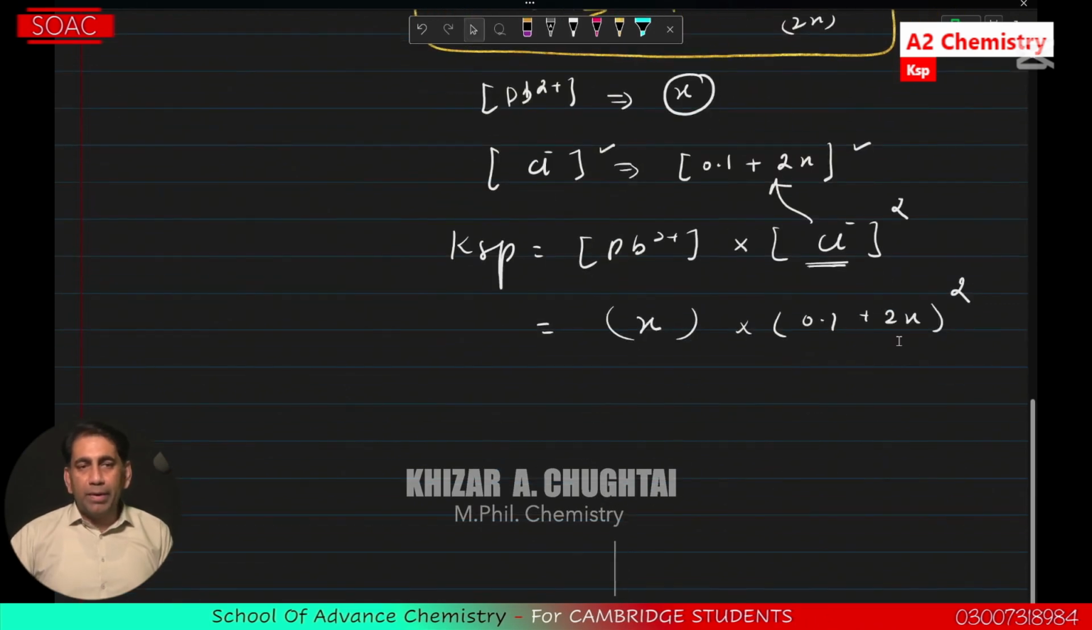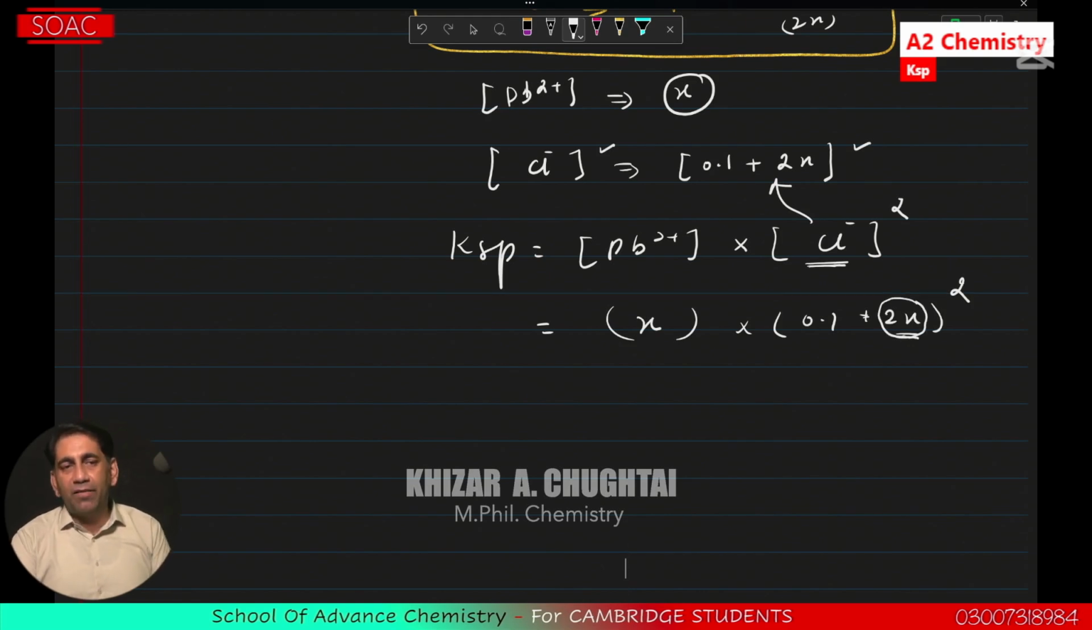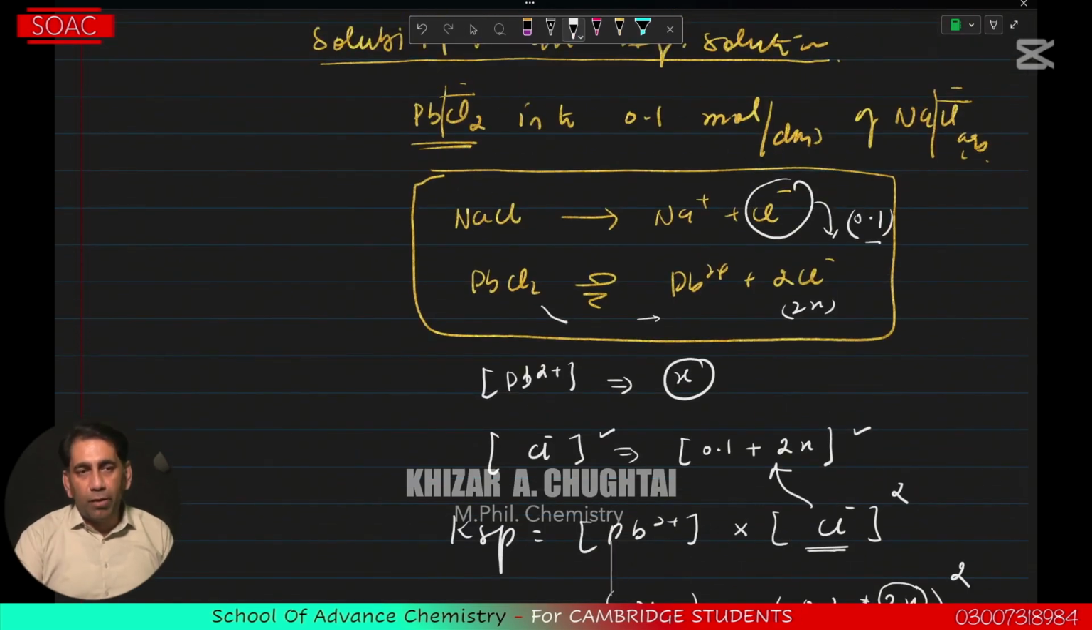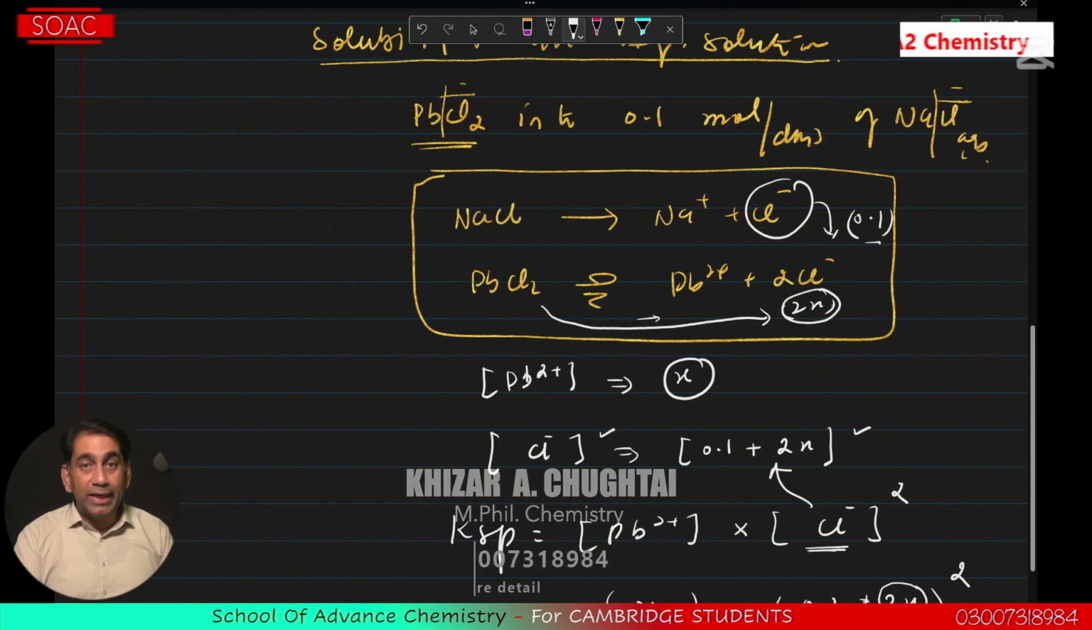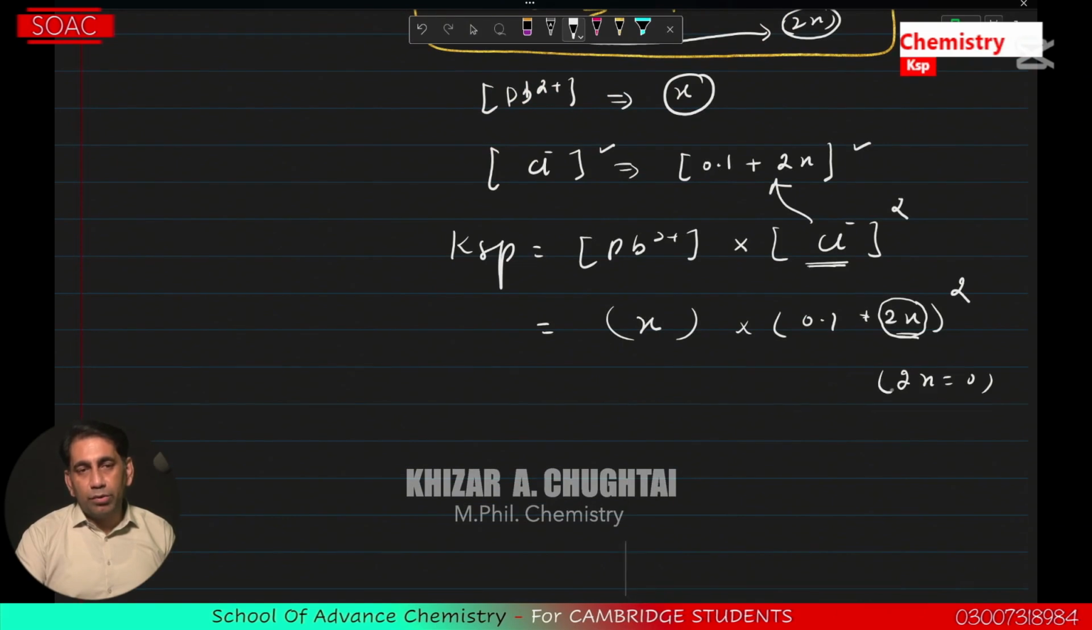But here I'm going to apply an approximation. As this 2X, especially this X, is very low, I'm going to neglect the concentration of Cl negative ion that is coming from lead chloride. This 2X coming from the PbCl2 will be in very small quantity, so I'm going to ignore it and take 2X equal to 0. It is called an approximation.